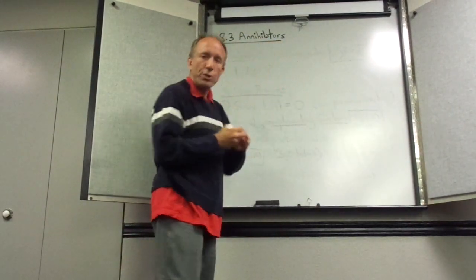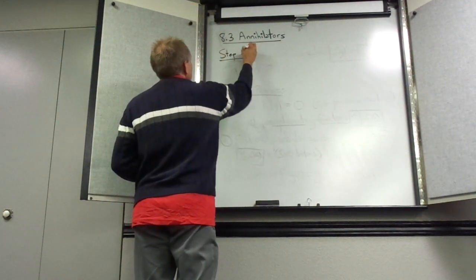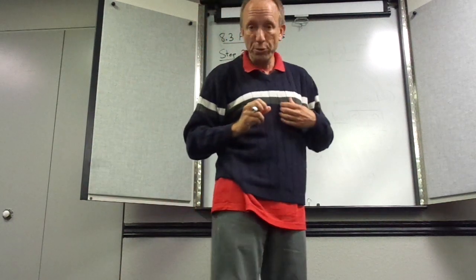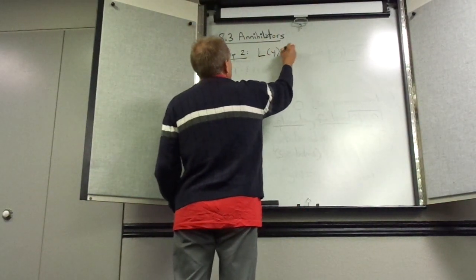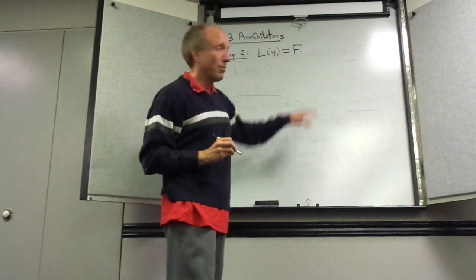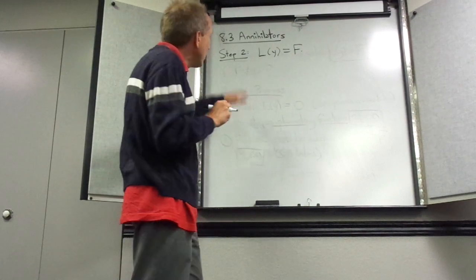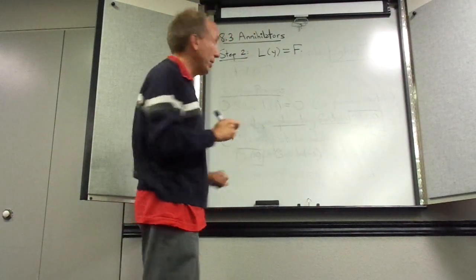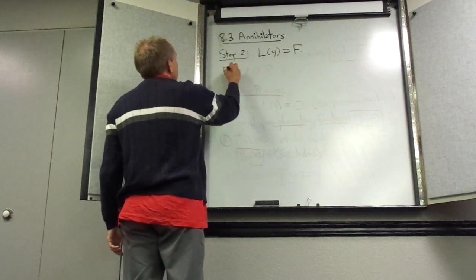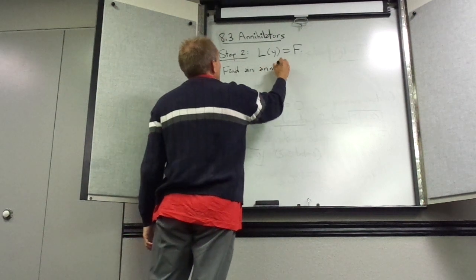Okay, so for step 2, this is how we're going to come up with one particular solution. Okay, so of course now we're looking at our non-homogeneous differential equation L of y equals f. In order to come up with a particular solution, I need to talk about annihilators a little bit. What we're going to do is we're going to find an annihilator.